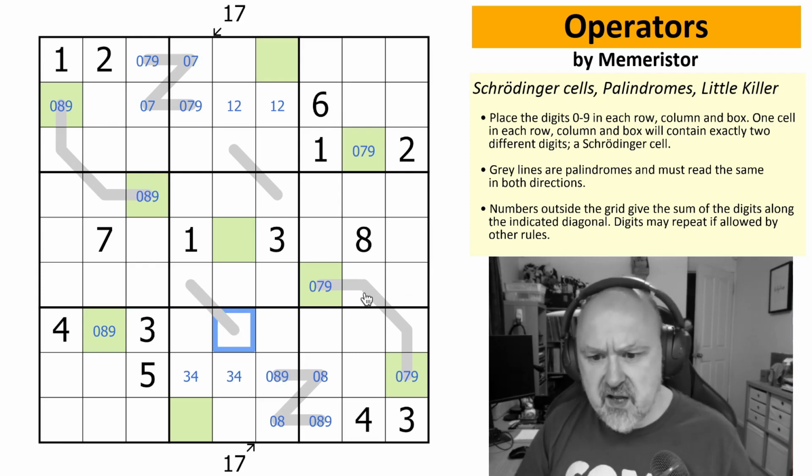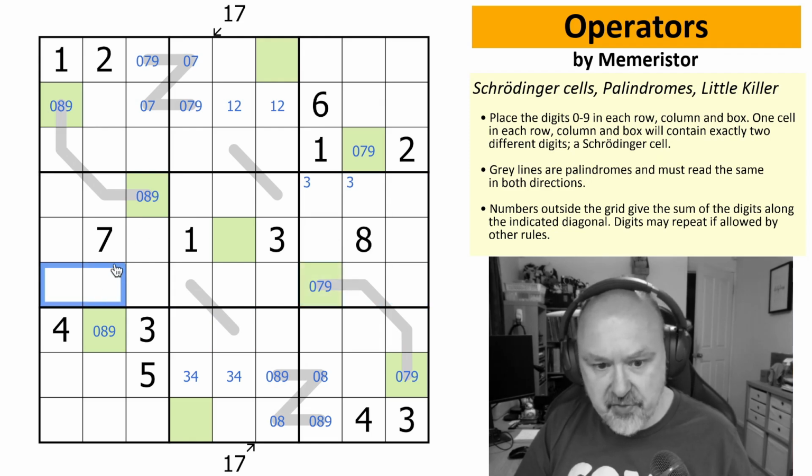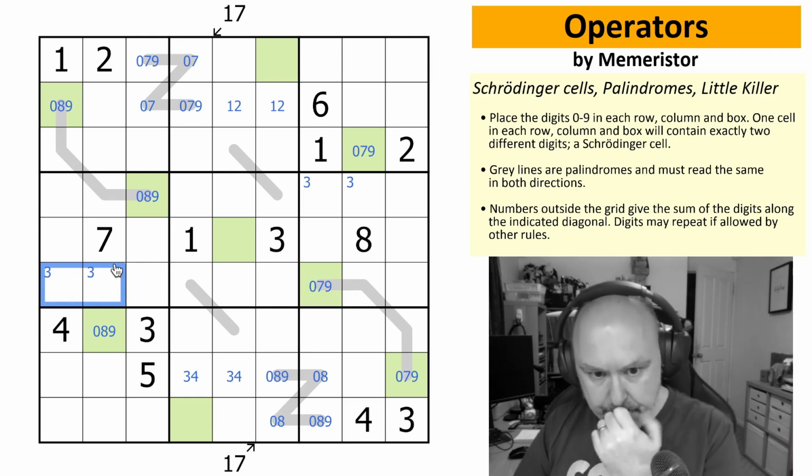So 3 in this box is limited. 3, it must be in one of those two cells because I can't put 3 there. I can't put 3 there. I can't put 3 there because it will go there. So 3 is limited to there. 3 therefore is limited to there.